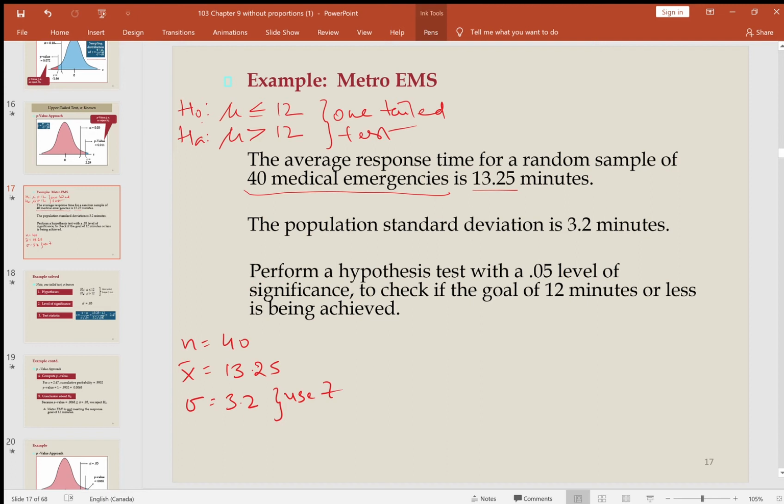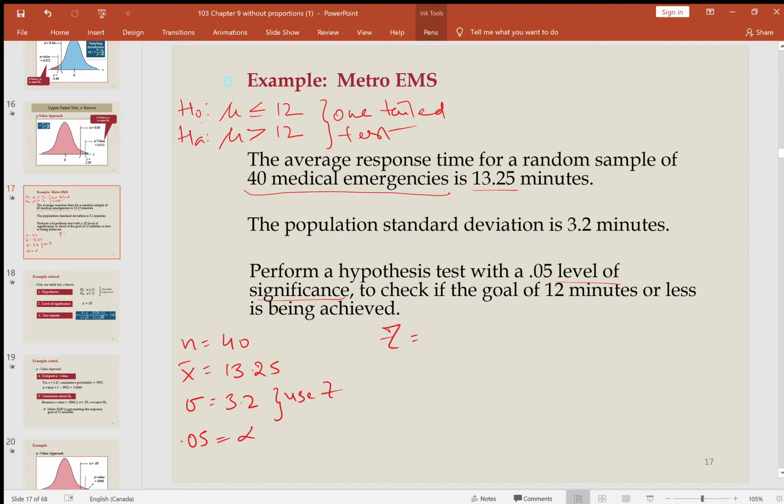Perform a hypothesis test with a 0.05 level of significance. When we say 0.05 level of significance, that means this is the value of alpha that is already given to us, and that means we are operating at 95% confidence level. We have done this several times now. We'll draw this later. Let's first calculate our test statistic.